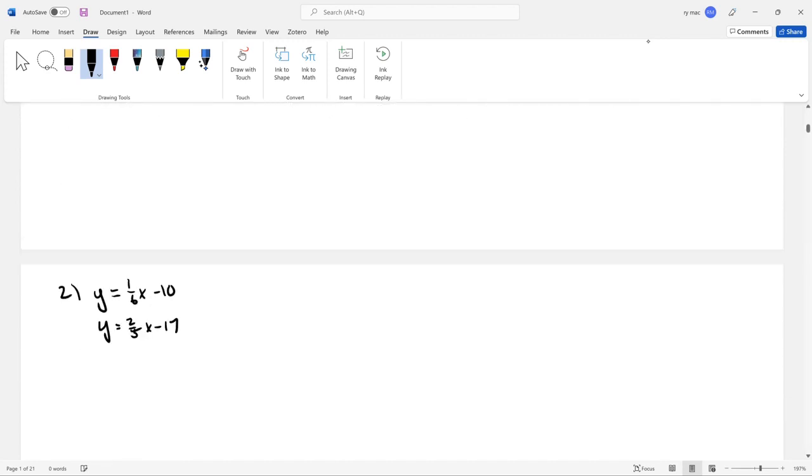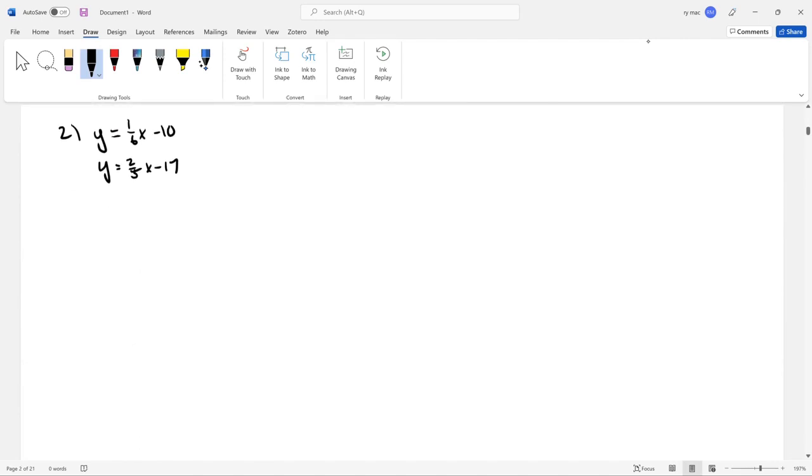Moving on to number 2, it's a similar problem. They still want us to use substitution, except now we have to deal with a little bit of fractions. But since they're both equal to y, I can just sub one y into the other, so I can make them equal to each other. So I can say that 2 over 5x minus 17 is equal to 1 over 6x minus 10. To get rid of the fractions, I'm going to multiply them by their least common denominator. So in this case, it's probably 5 times 6, which is equal to 30. So you end up multiplying each side, basically everything in the problem, by 30.